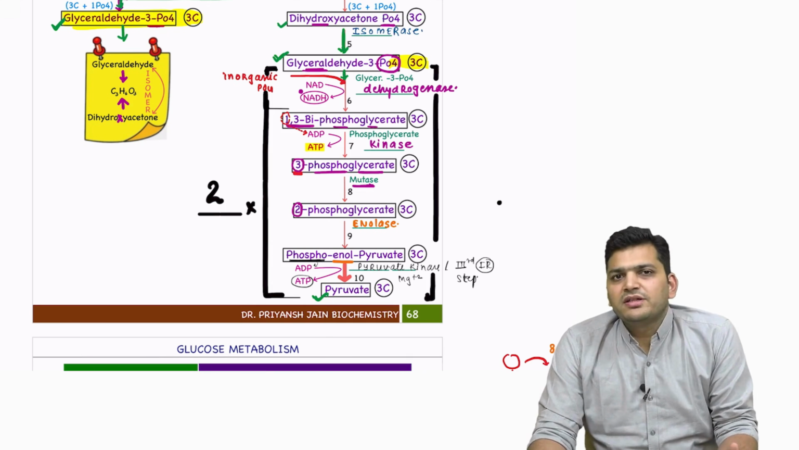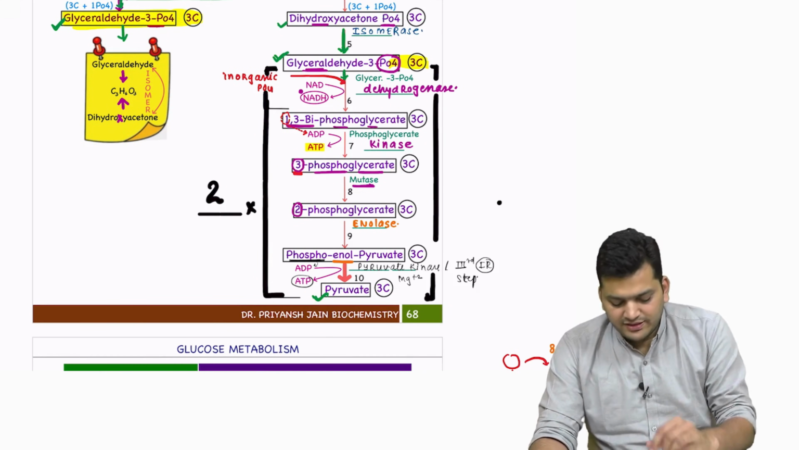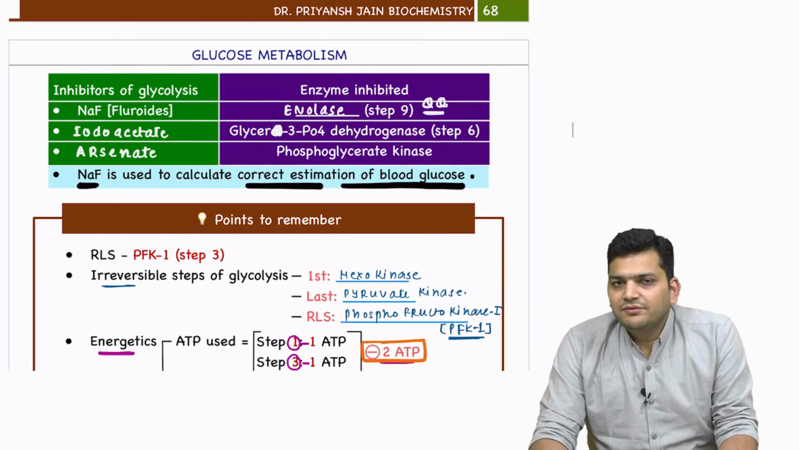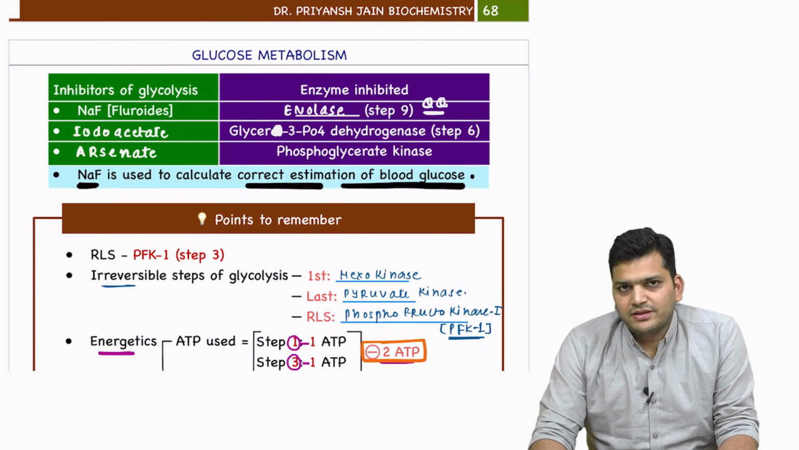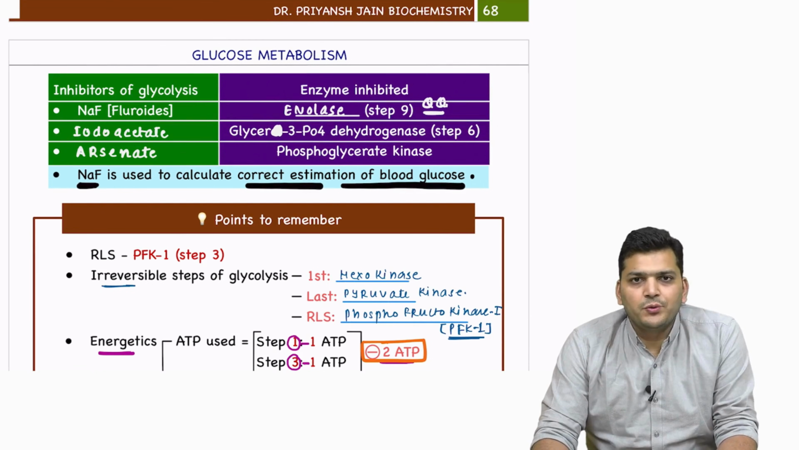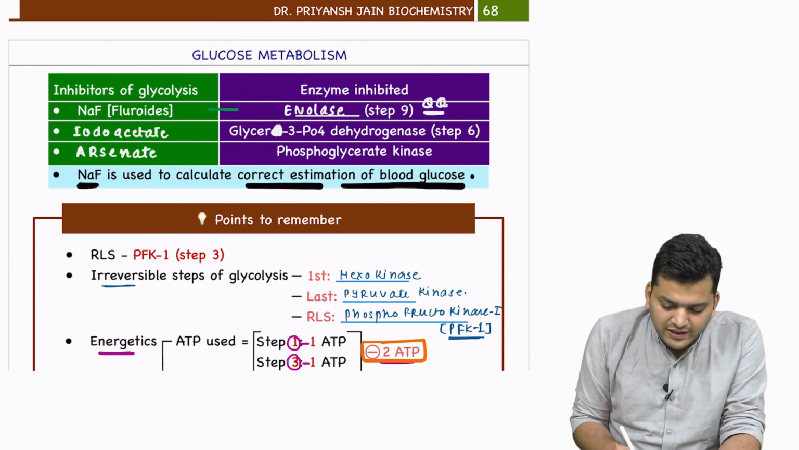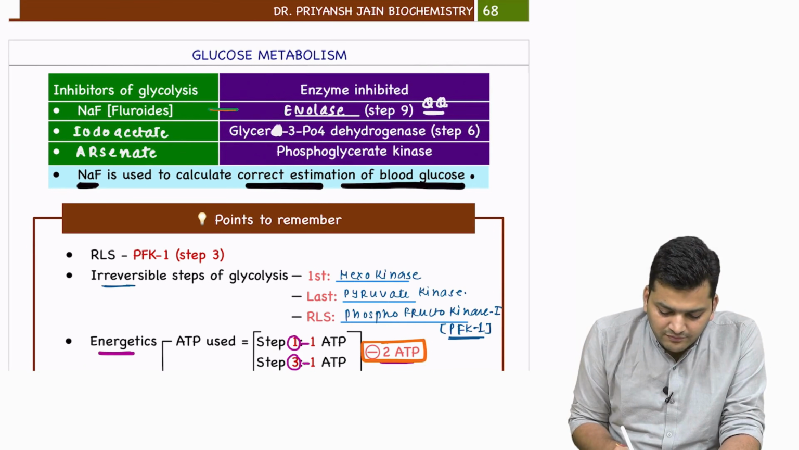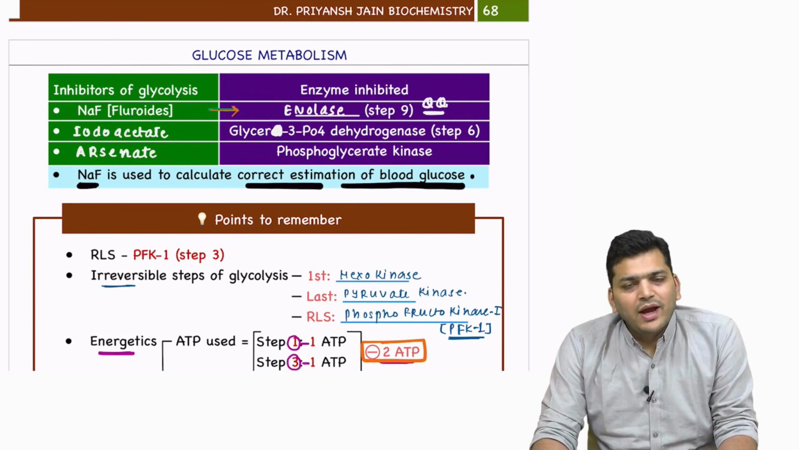Now, what are the points that we must remember out of glycolysis? There are several toxins which can inhibit glycolysis, and one very important toxin is sodium fluoride. Sodium fluoride inhibits the enzyme enolase. Now, why is it important? Because we use it during sample collection.